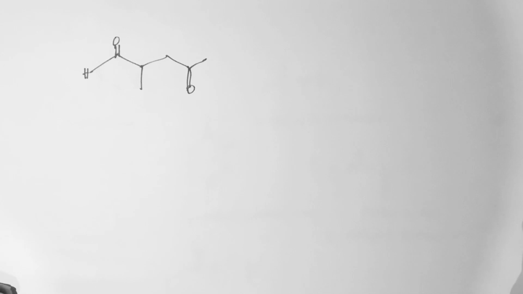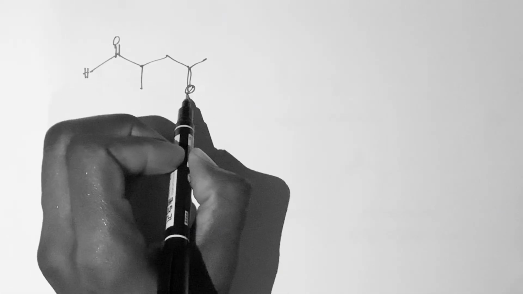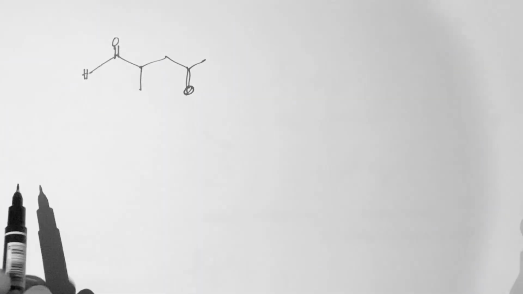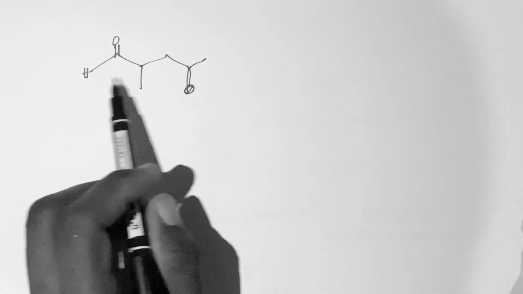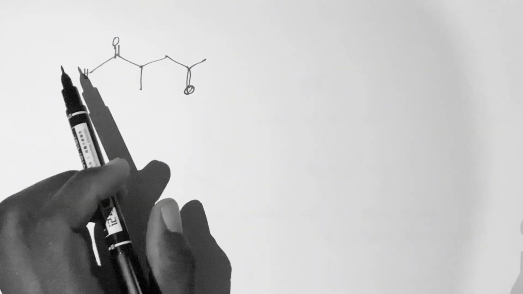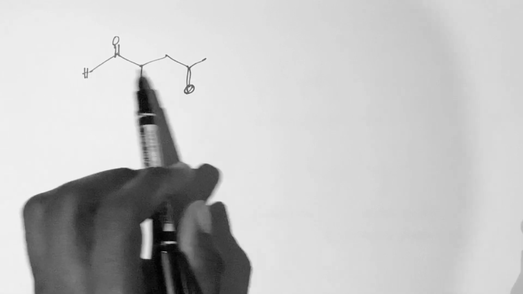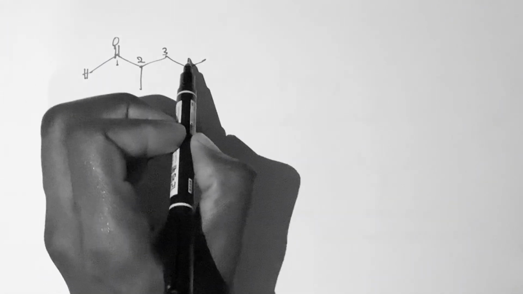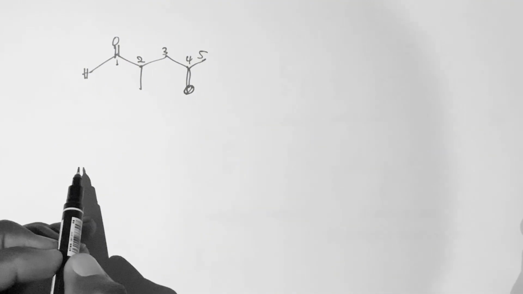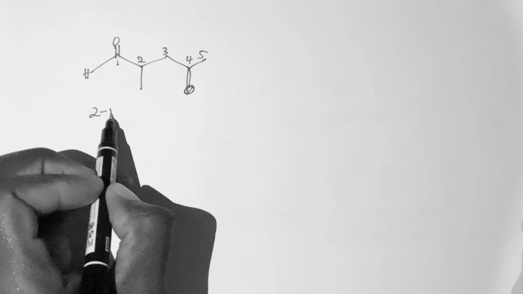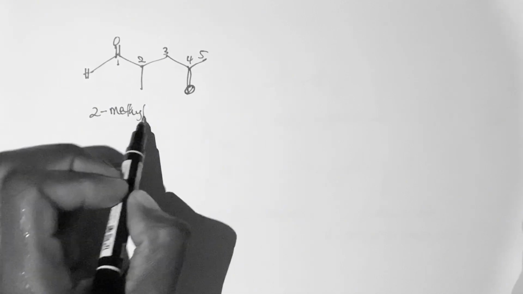So let's name this molecule. You see that this molecule contains both a ketone and an aldehyde. The rule says that if there is a ketone and aldehyde functional group on the same molecule, precedence must be given to the aldehyde, and therefore this will end with an -al and not an -one. So let's label the parent chain. This becomes 1, 2, 3, 4, and then 5. But then we see that we have a methyl group on carbon number 2. So we have a 2-methyl.